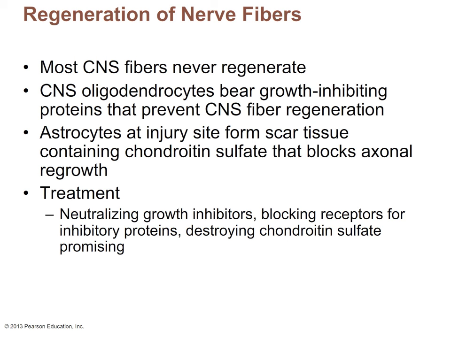As a result, when somebody has an injury to the spinal cord or brain that severs axons, that injury tends to be permanent. However, scientists and neurologists are studying treatments where we can try to neutralize the growth inhibiting factors secreted by these cells and try to coax the axons to actually regrow themselves.